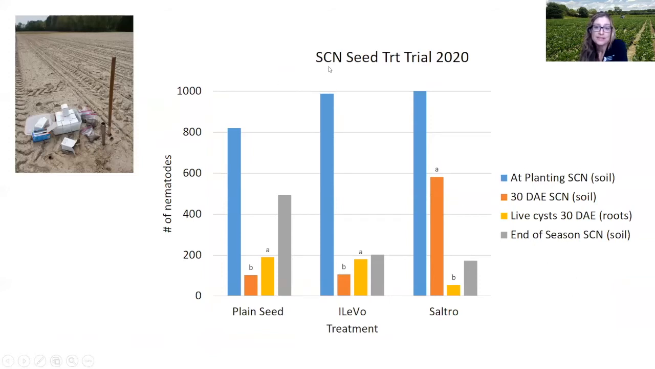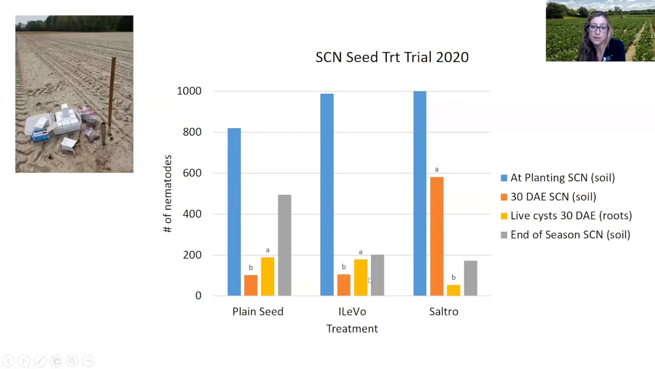We took soybean cyst nematode soil samples. We looked at these both at the time of planting and at the end of season, and we also took some mid-season ratings, where we took a soil sample but also dug a sample of roots and counted those live cysts that were on the roots. And so in our 2020 trial, we were seeing some reductions at that final count for the live cysts.